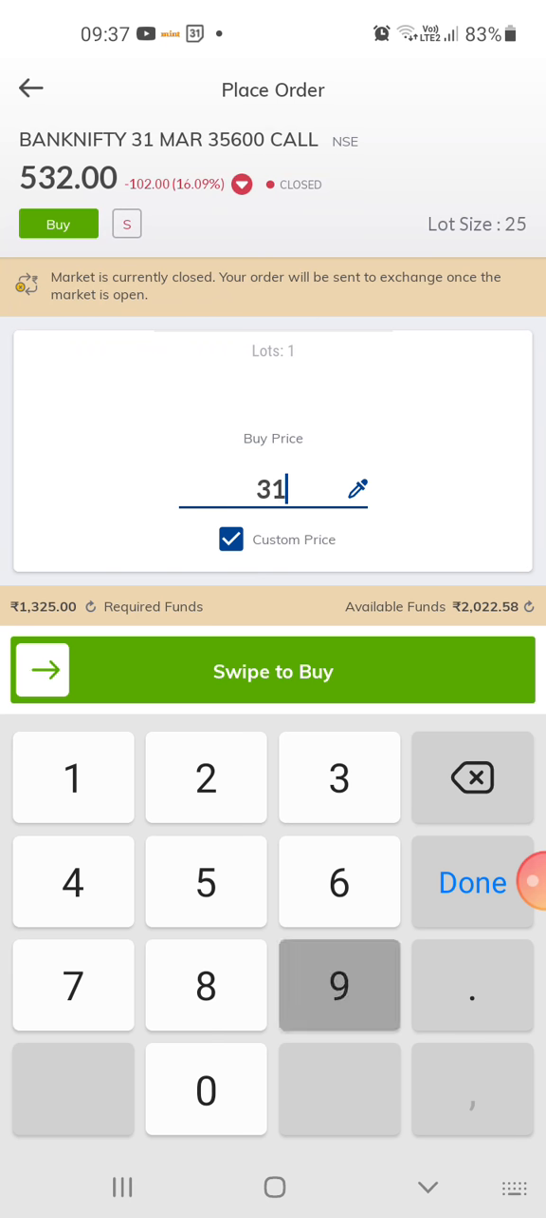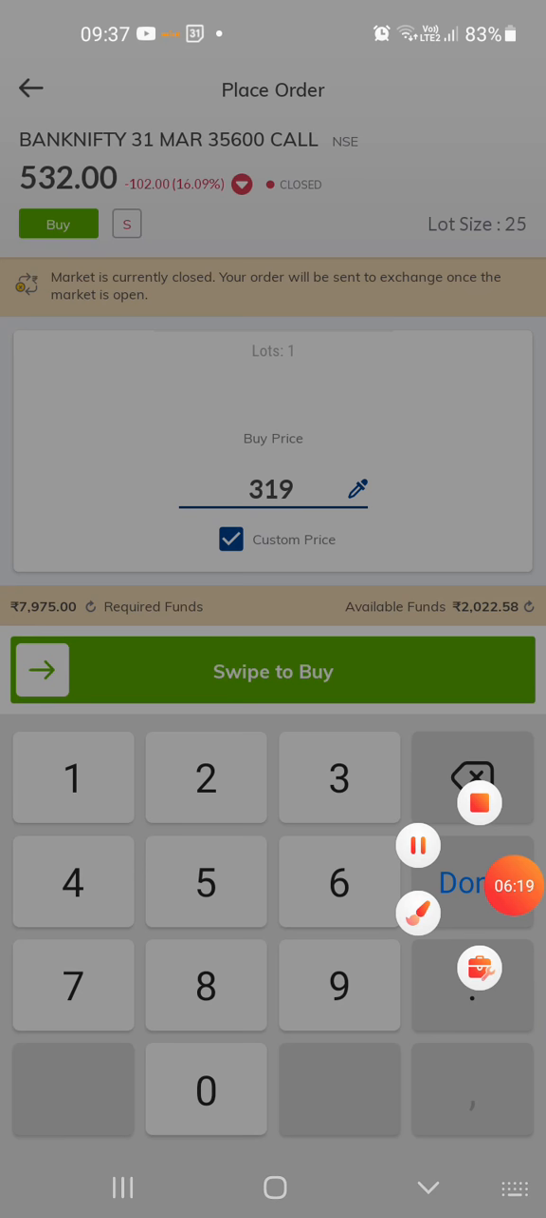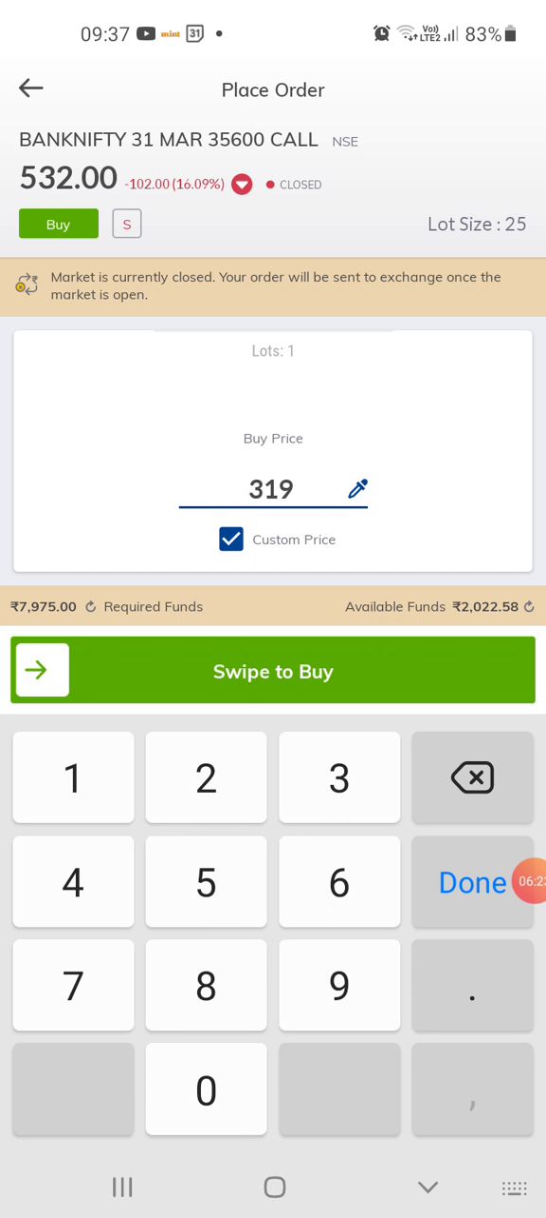Okay, 319 into 25, so it comes to about 7,900 something. So 13,000 came down to 7,000. That is the difference it can make. Even if you invest in this kind of option, you can always take 40% off, or take 30% off.